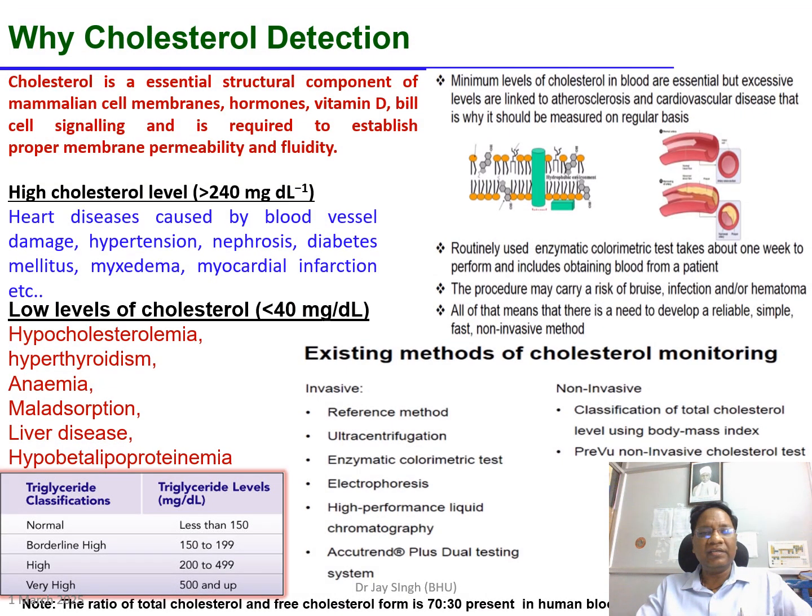Cholesterol is an essential structural component of various mammalian cell membranes, hormones, vitamin D, and bile salts, and is required to establish proper membrane permeability and fluidity. High cholesterol levels cause heart disease through blood vessel damage, hypertension, diabetes mellitus, and more. Low levels of cholesterol, below 40 mg per dL, can also cause anemia, hyperthyroidism, liver disease, and many more.